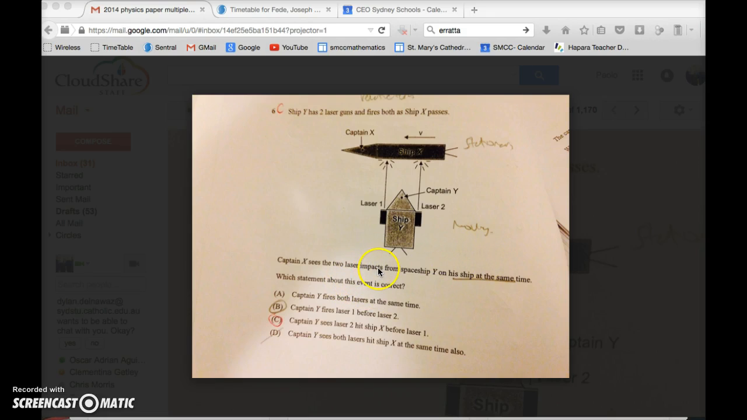So Captain X sees the 2 laser impacts from spaceship Y at the same time. So we've done Captain X. Which statement about this event is correct?